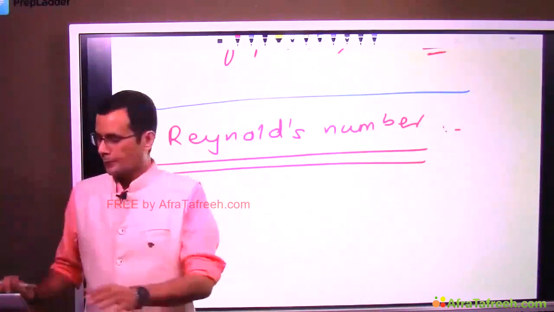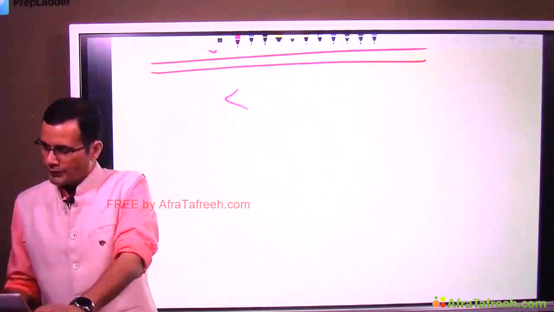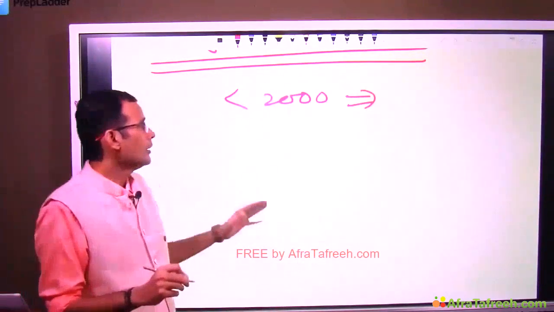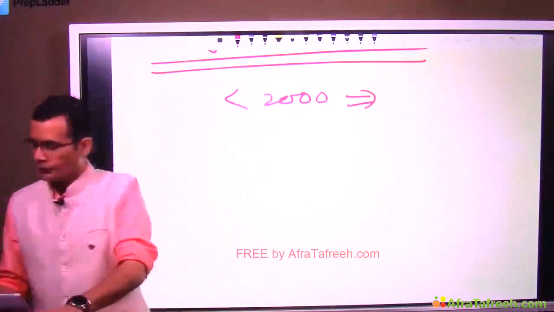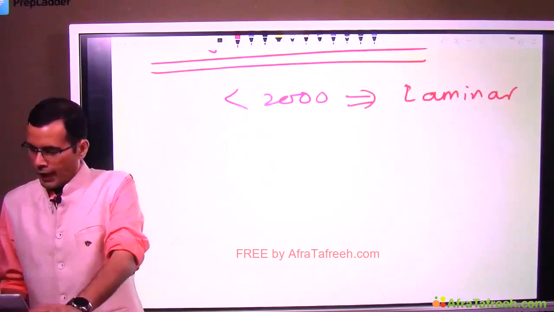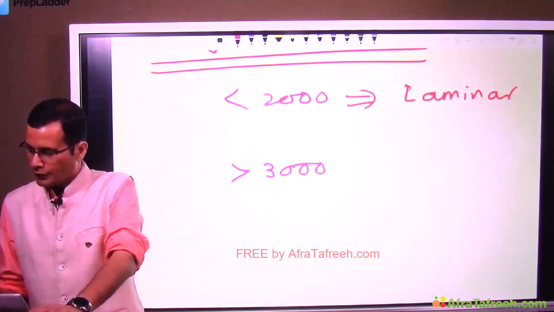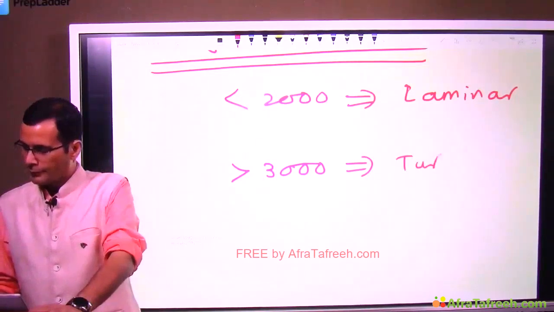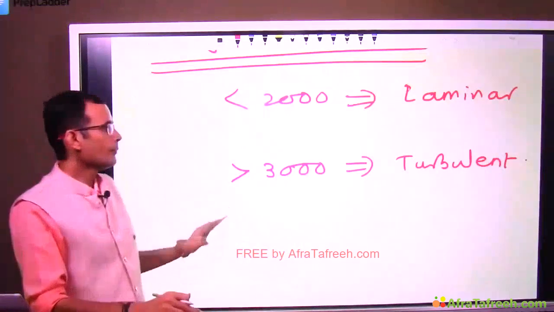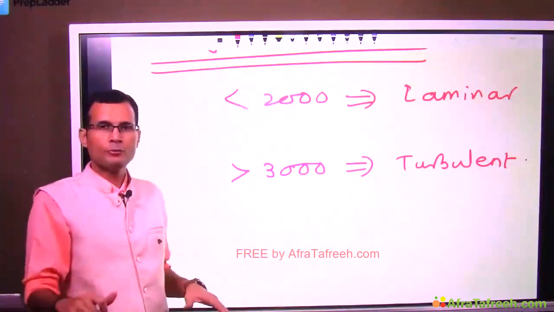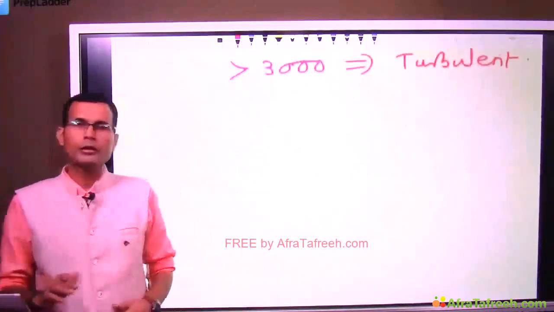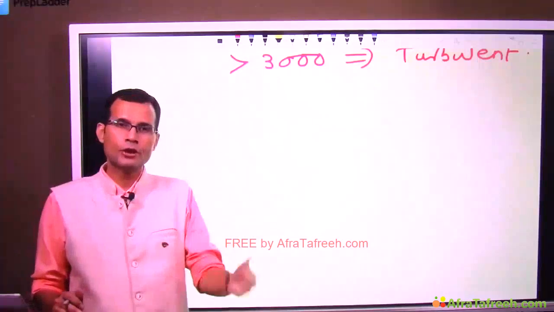So please remember, Reynolds number is just a number, with no units. When Reynolds number is less than 2000, the blood flow is definitely laminar. When Reynolds number is more than 3000, the blood flow is definitely turbulent. And between 2000 and 3000, it is transitional blood flow. Transition is happening. So that's Reynolds number and the tendency of turbulence.